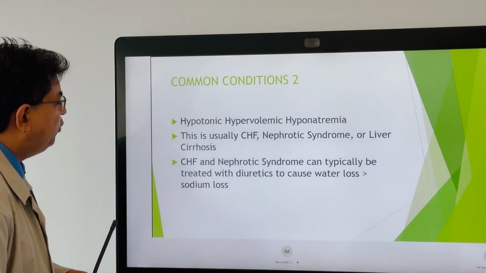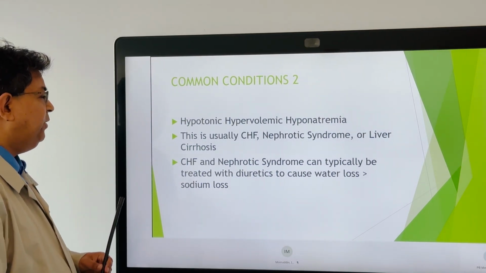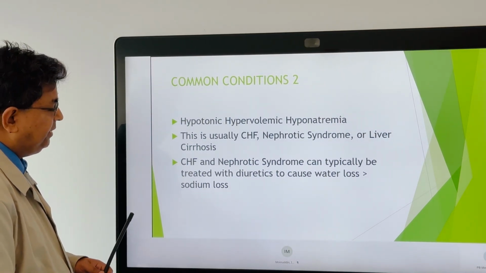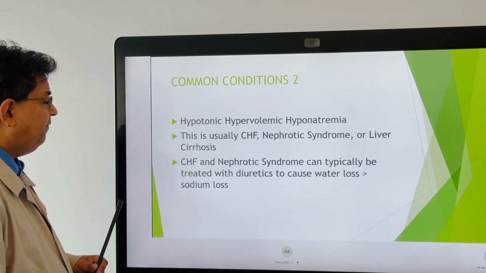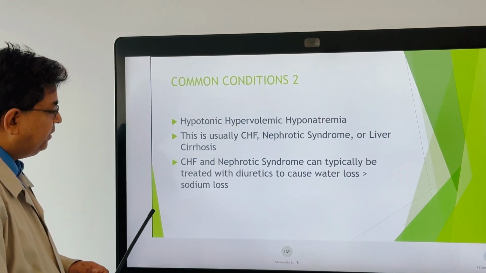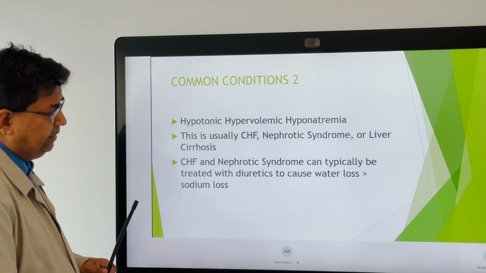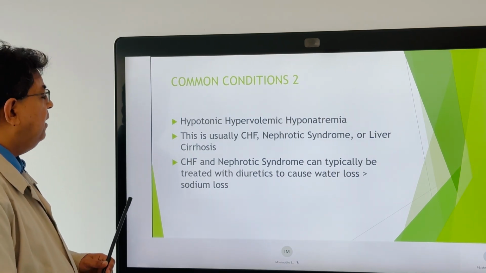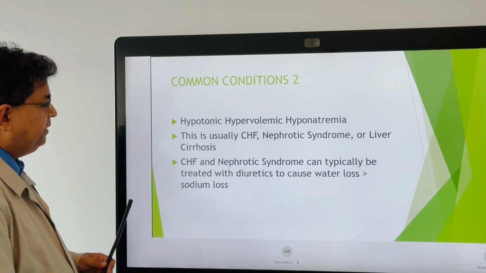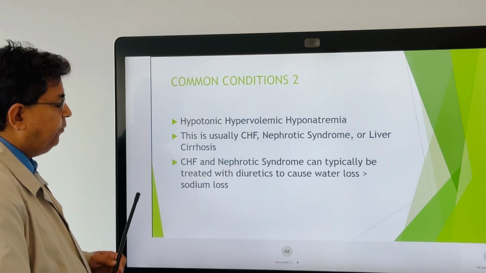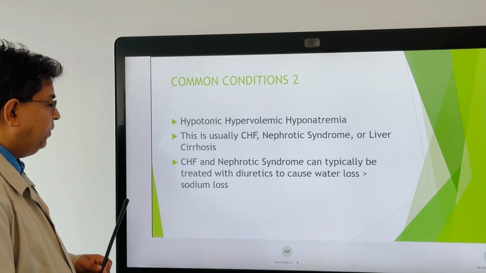Let's talk about hypotonic hypervolemic hyponatremia. This is usually congestive heart failure, nephrotic syndrome, or liver cirrhosis. Liver cirrhosis will be discussed in the slides that are coming up. Congestive heart failure and nephrotic syndrome can typically be treated with diuretics to cause water loss more than sodium loss.